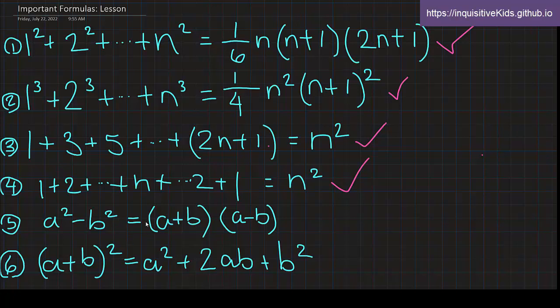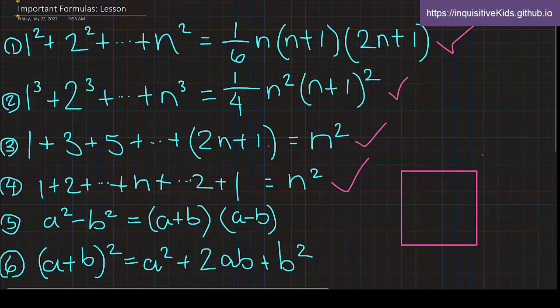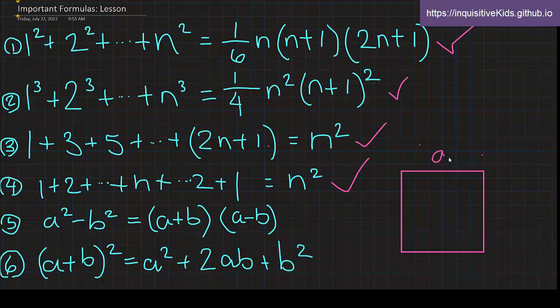a squared minus b squared is equal to the product of a plus b and a minus b. So what this is saying is, a squared. a is a number, b is a number. So this is a different square formula, and I can prove it right here. So we have a square, and this square has a side length of a, right? So its entire area would be a squared.